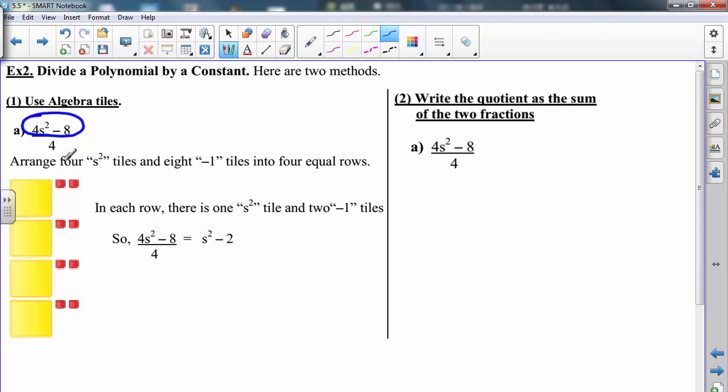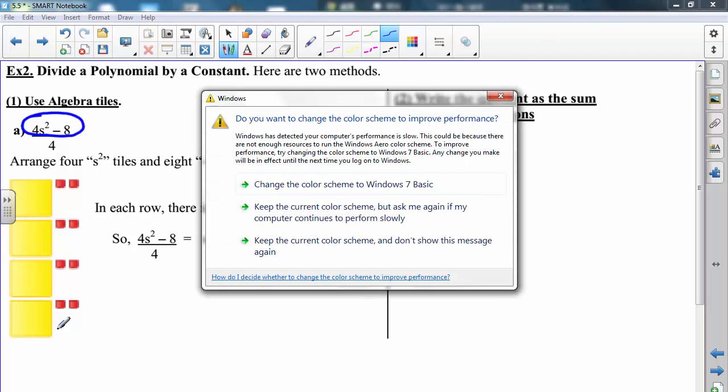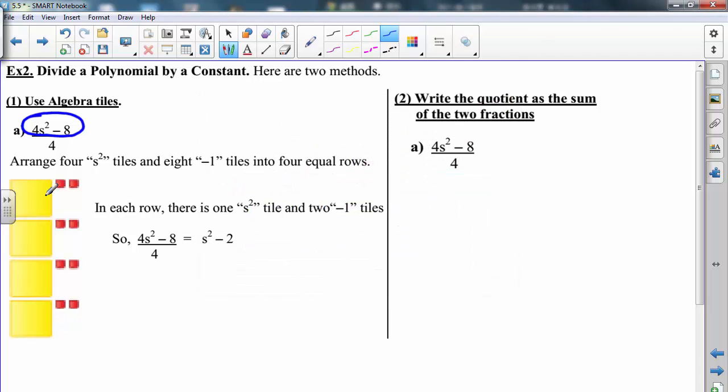Divided by 4, that means I divide those algebra tiles into 4 sets with the same algebra tiles in each. So I divide the 4 big yellow squares into 4 sets, 1 in each. I divide those 8 little squares into 4 sets. I have 2 little squares in each. So my answer is 1 set, which is s squared minus 2.